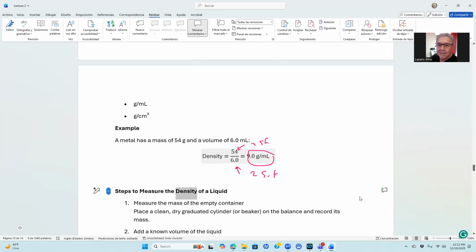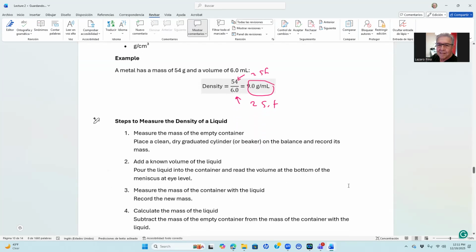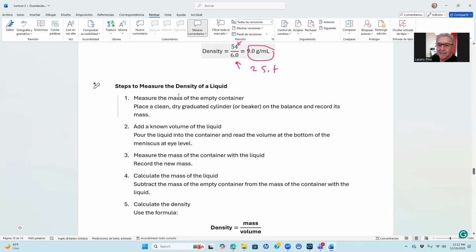Okay, let's continue then with our lecture. Steps to measure the density of a liquid. Measure the mass of the empty container. Place a clean, dry graduated cylinder or beaker on the balance and record its mass. Add a known volume of the liquid. Pour the liquid into the container and read the volume at the bottom of the meniscus at eye level. Measure the mass of the container with the liquid. Record the new mass. Calculate the mass of the liquid. Subtract the mass of the empty container from the mass of the container with the liquid.